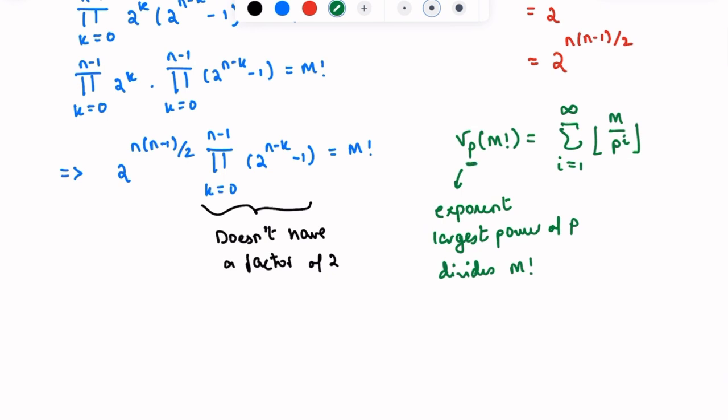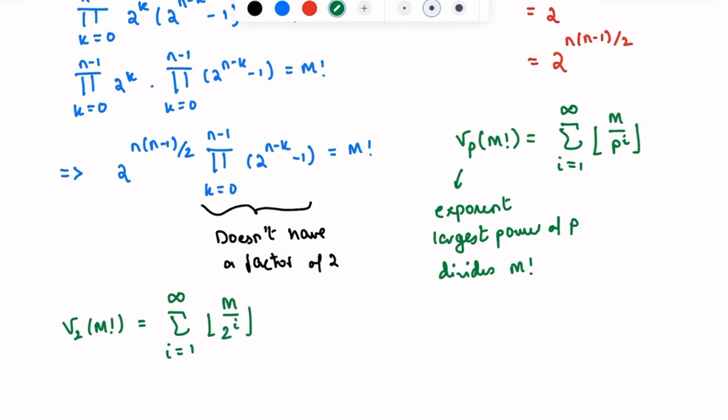Well, if I replace the p with a 2, that means that should technically be equal to this, because that is the largest power of 2 that divides m factorial. So let's go ahead and do that. v2 of m factorial, where now this m is the same as this m here, is going to be equal to the summation from i equals 1 to infinity of the floor of m divided by 2 to the power of i.